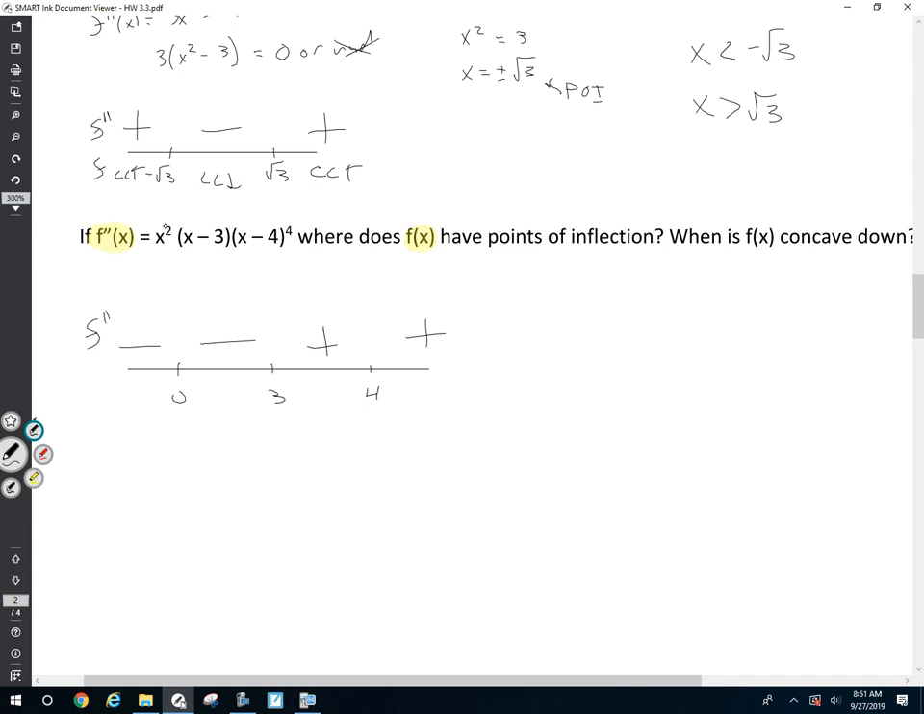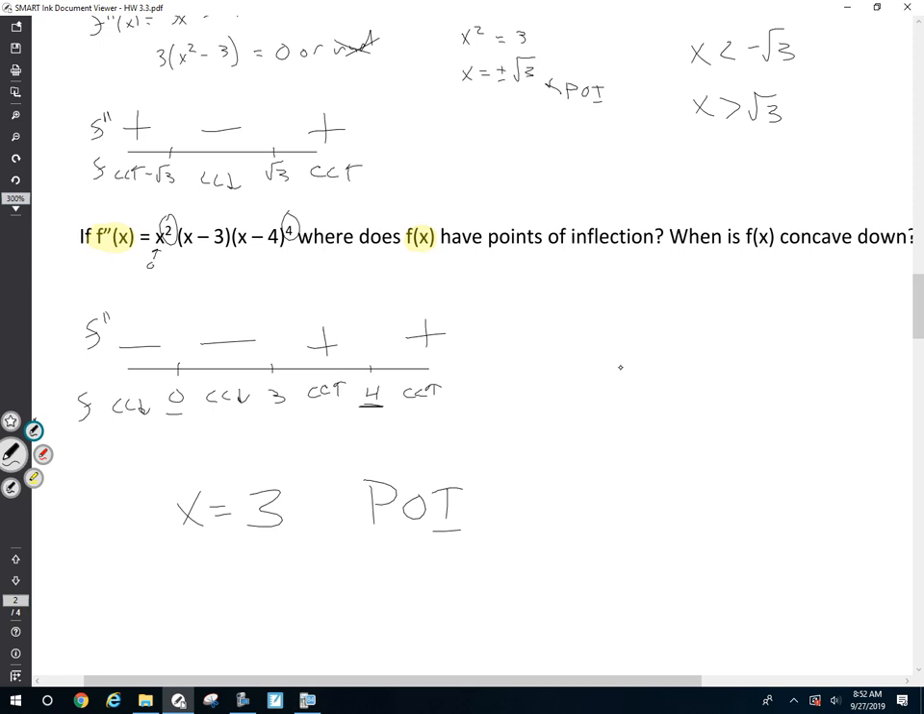So notice, because of the square, I don't change signs at 0. Because of the 4th, I don't change signs at 4. Not because of the 4th, it's because of 0 squared. And this is 4 minus 4 to the 4th. So f is concave down, really flattening out, concave down. Point of inflection, concave up, really flattening out, concave up. X equals 3 is our only point of inflection.